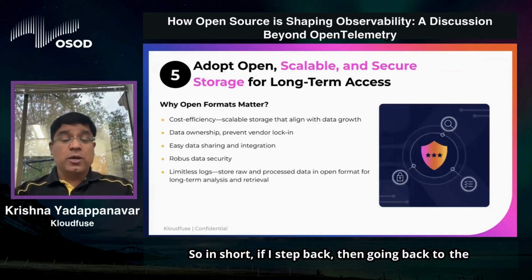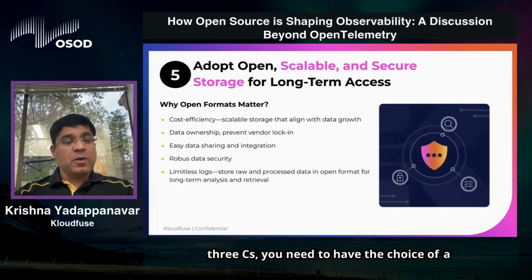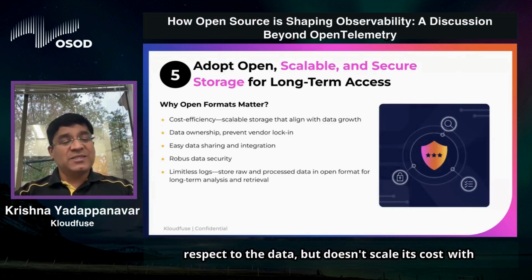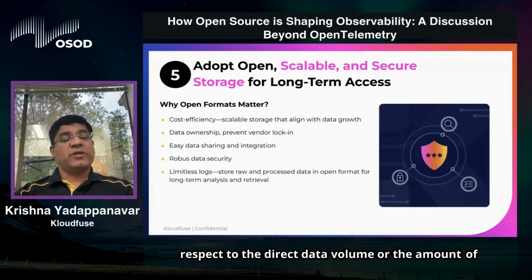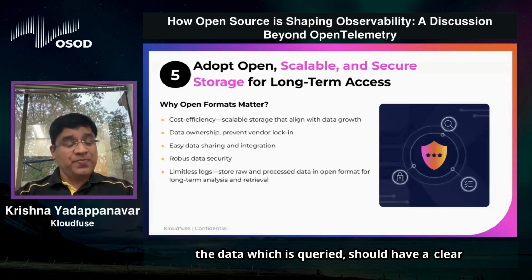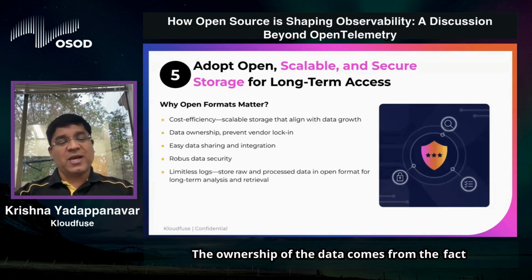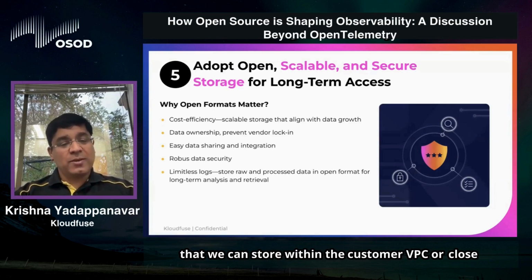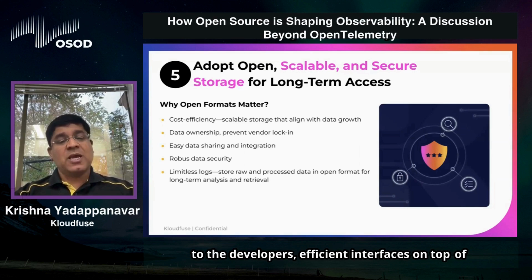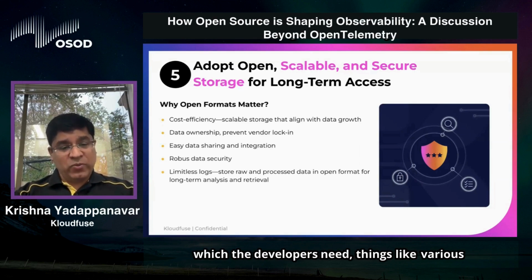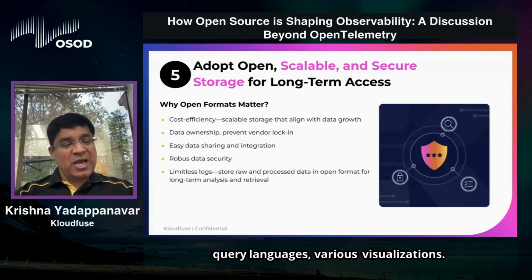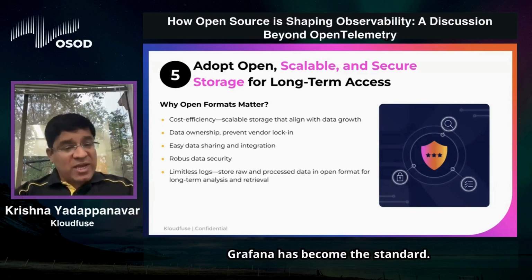So in short, if I step back and go back to the 3 C's, you need to have the choice of an observability platform which is scalable with respect to the data, but doesn't scale its cost with respect to the direct data volume or the amount of data which is queried. It should have a clear notion of ownership of the data. The ownership comes from the fact that we can store within the customer VPC. Then, close to the developers, efficient interfaces which developers need, things like various query languages and various visualizations, like Grafana, which has become the standard.